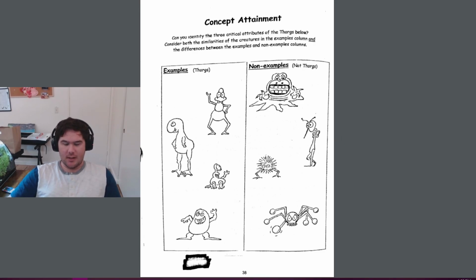It turns out that there is a third answer, and the third answer is that the Thorgs are hairless. And this was interesting because this is one of those non-examples, right? These guys all don't have hair, and you have one character over here that does have hair, right? So not-Thorgs can be hairy, but Thorgs cannot. So this really stumped everybody. Nobody could figure it out.